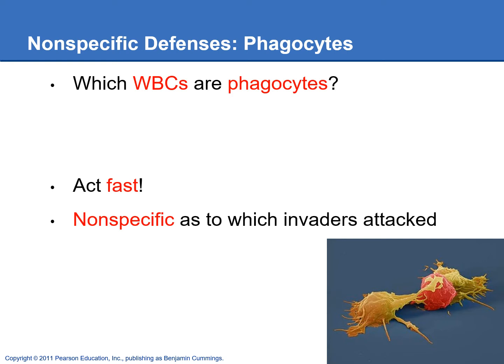The 4 types of white blood cells that are phagocytes that would be important to remember are neutrophils, monocytes, macrophages, and dendritic cells.